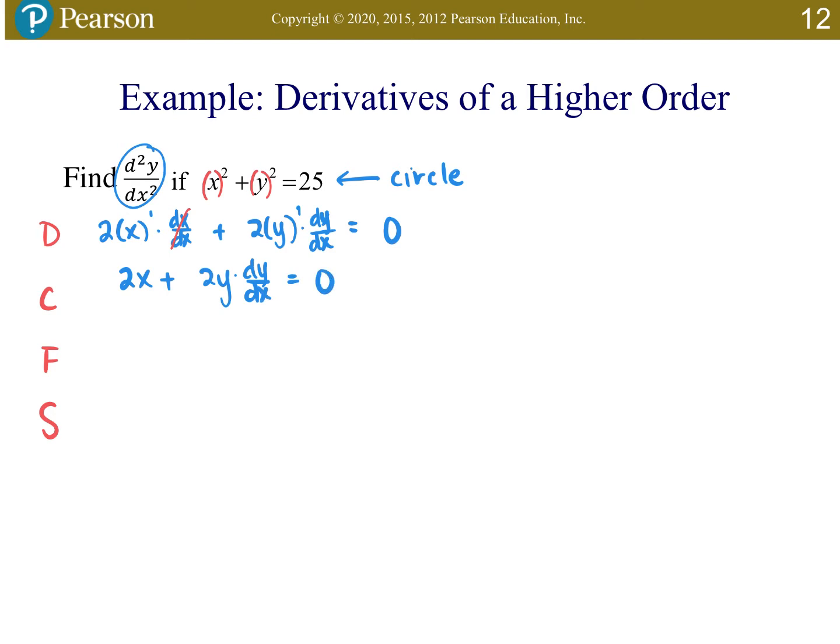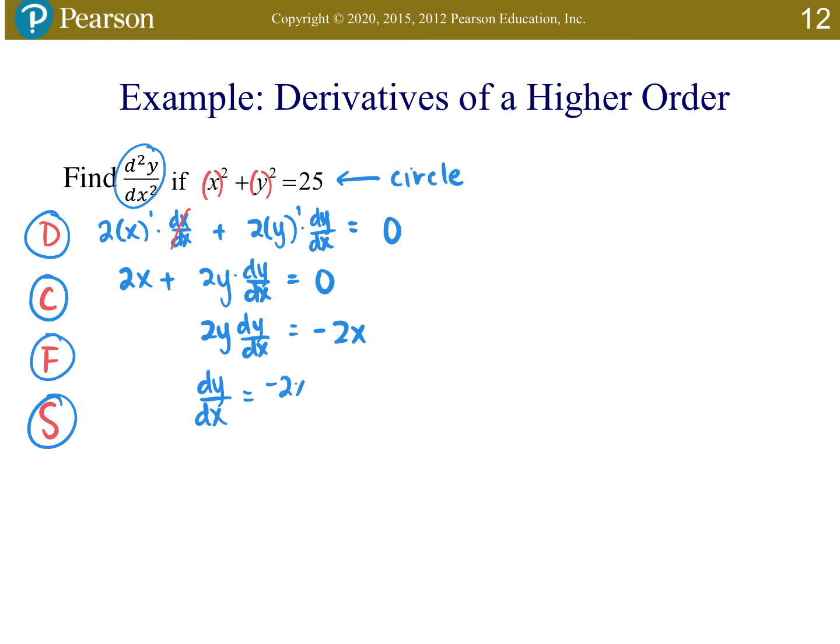So this is a nice straightforward equation. We've done our differentiate. Now we're going to collect, and there's only one dy dx term, so I'll kick the 2x to the other side, so negative 2x. I've collected everything on the one side. There's no need to factor because I only have one of those terms, but I can solve by dividing. So dy dx would be equal to negative 2x divided by 2y, which reduces to negative x over y. All right, that's our first derivative.